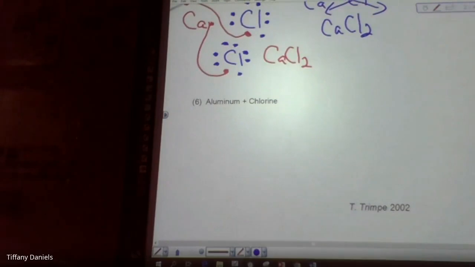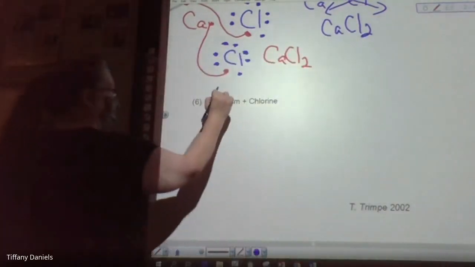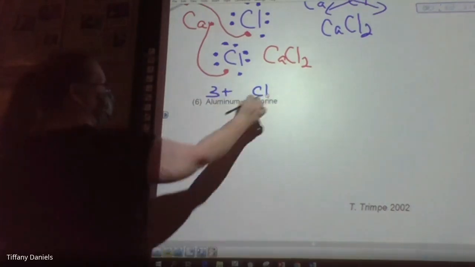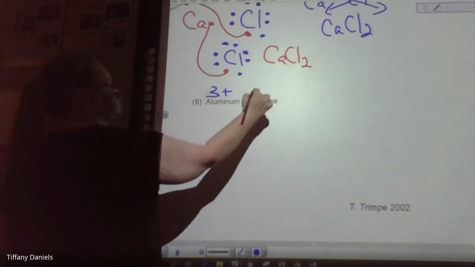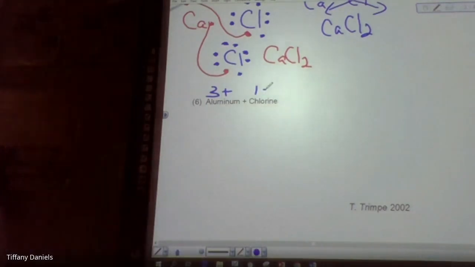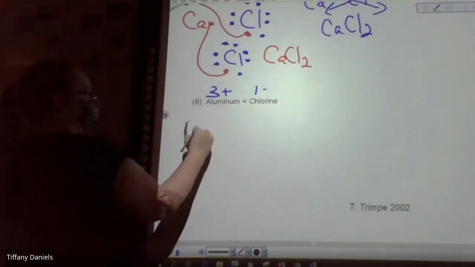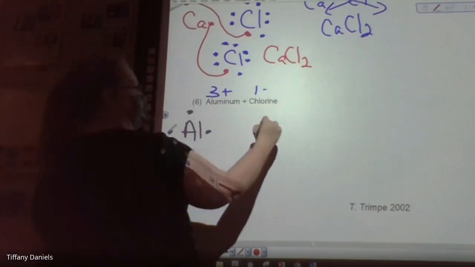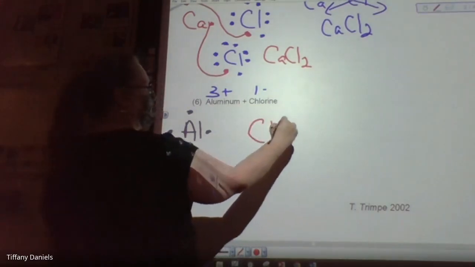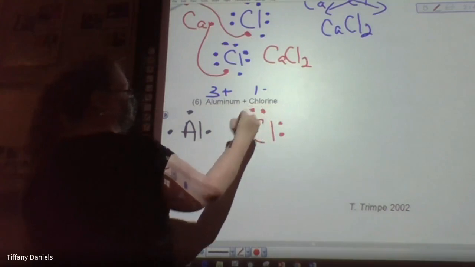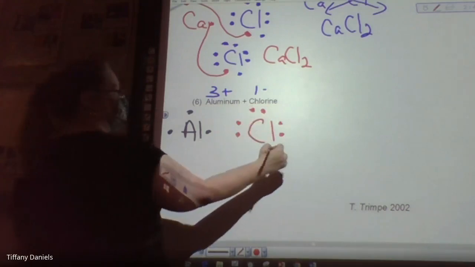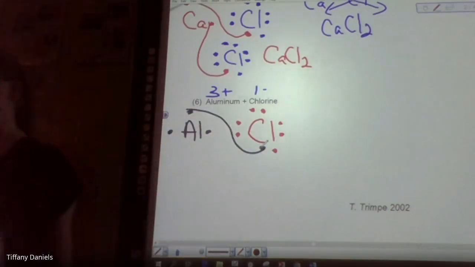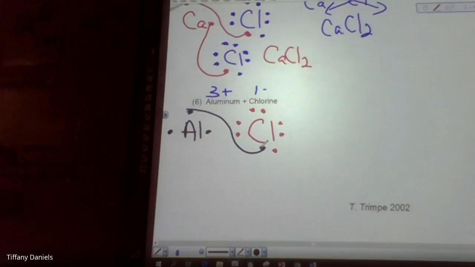All right, our last one on this page. Aluminum is 3+. Chlorine, oops. Definitely Monday. 1-. Aluminum's got 3 dots. So if aluminum gives this one over here, it still has 2 left. So what do? Add 2 more chlorines.